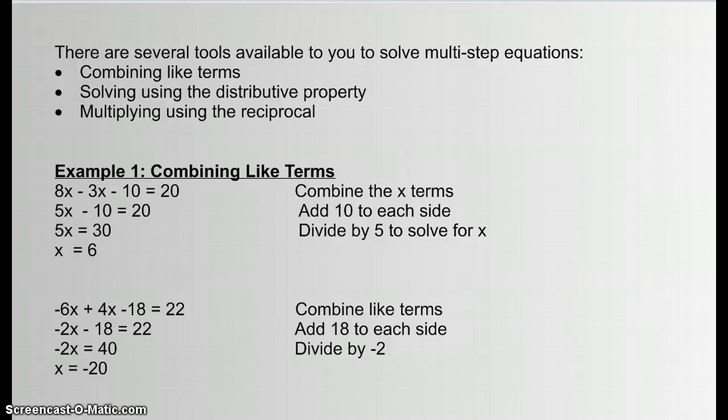In the second example, we have negative 6x plus 4x minus 18 equals 22. Again, combine your like terms so that you have negative 2x minus 18 equals 22. Add 18 to both sides to isolate the x term so that you get negative 2x equals 40. And then finally, divide by negative 2 so that you calculate that x equals negative 20.